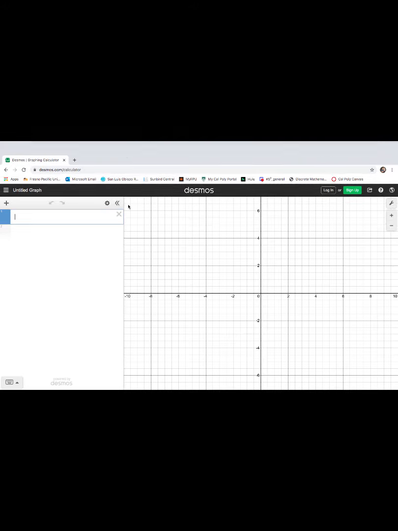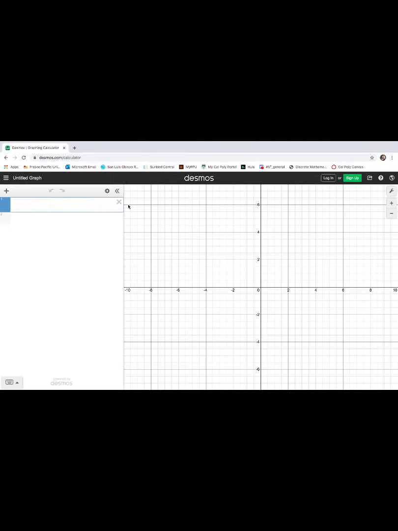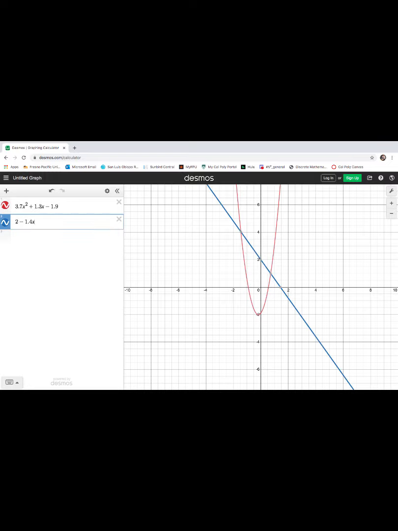Okay, so we're going to be using Desmos to do this. So I'm going to go ahead and punch in the y1 and y2 for this one. So I have 3.7x squared plus 1.3x minus 1.9. Okay, so that's my first graph. Then my second graph is 2 minus 1.4x.